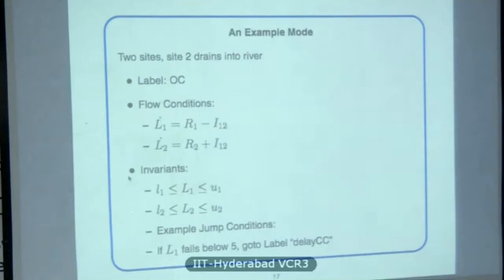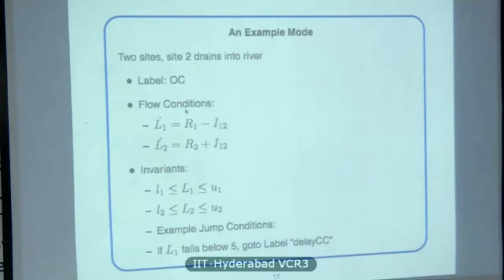And the example jump condition depends on your strategy. An example jump condition is that if the water level falls below 5, go to delay CC. So what you are saying is that if the water level at site 1 falls below 5, you don't want it to completely drain, so you close the first gate. Of course, there is a delay associated with closing as well, so you go to an intermediate delay CC, and then ultimately it goes to CC.